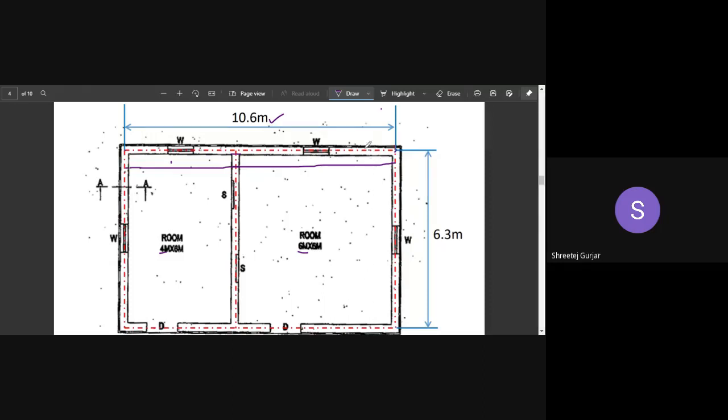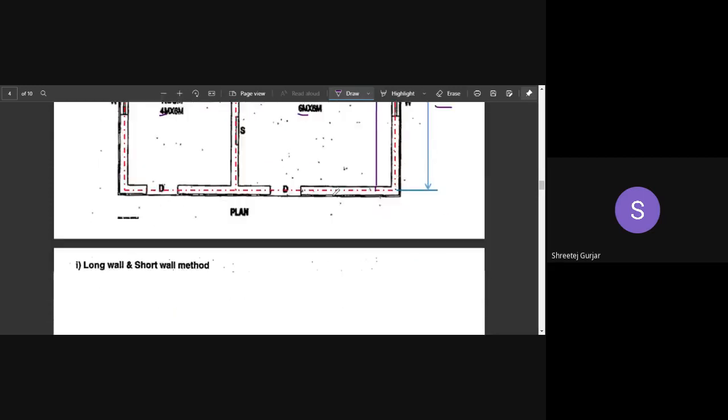In distance of this room, that is 6 meters. 6 meters into this is 6 meters plus half of this wall thickness here plus half of the wall thickness here. So it will be 6 meters plus 0.3, it will be 6.3 meters.